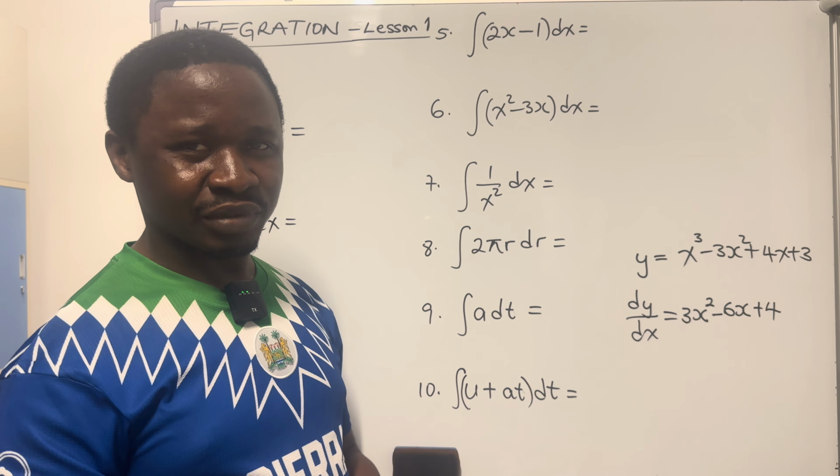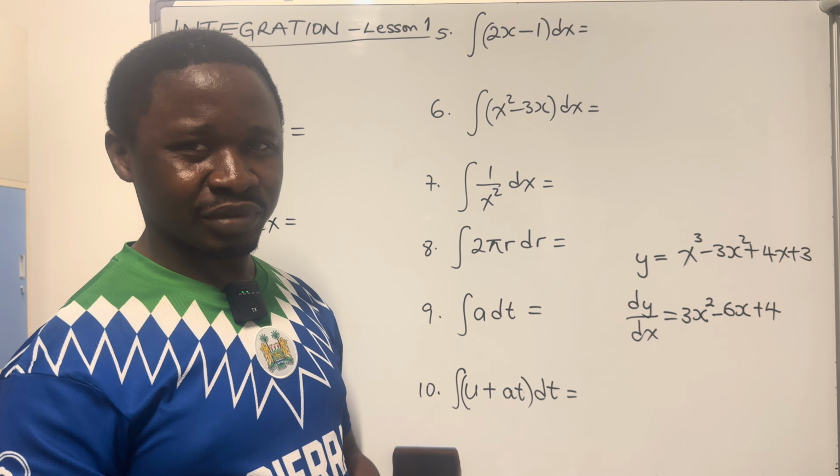Minus, we have 6x. What is the power here? It is 1. But we are integrating, so we add 1 to that power. Adding 1 to this one gives us 2. The new power is no longer 1. The new power is 2. So we'll bring down 2, plus. This is for when you are integrating a constant.